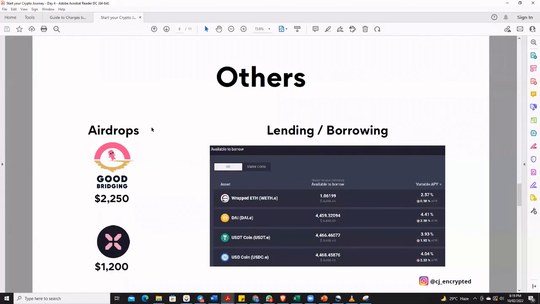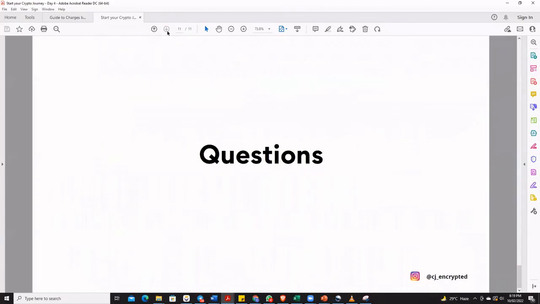Airdrops are generally a way projects reward loyal customers. Let's just put it that way. So they'll say, hey, you've participated in this project, so you will receive this free cryptocurrency as a reward. But go to airdrops.io, do your research there, and you'll be able to find upcoming airdrops that you can participate in.